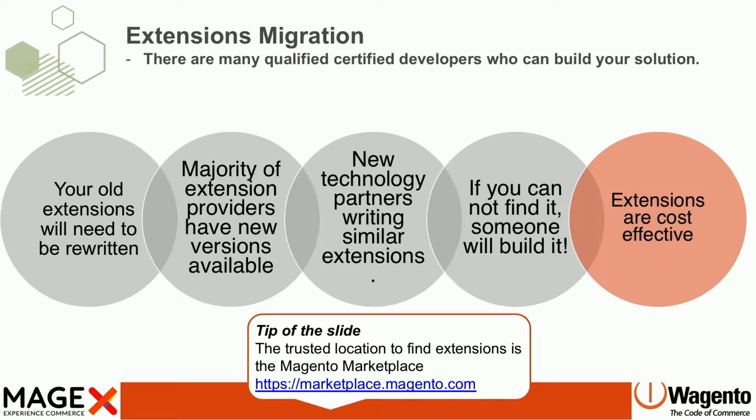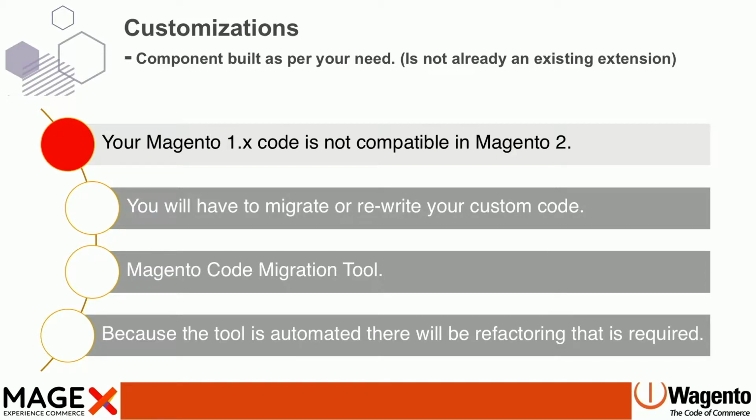And that most trusted location is a marketplace, the Magento marketplace. From that, you can easily see they have different stages to verify the extension. So the trusted location is always the Magento marketplace. Then the third thing is customization.